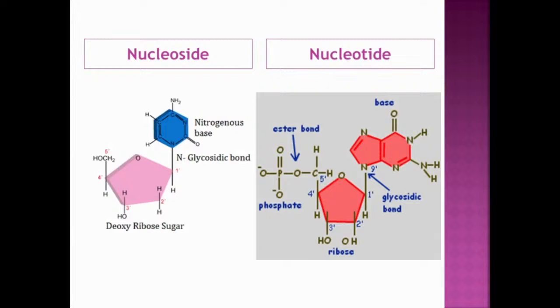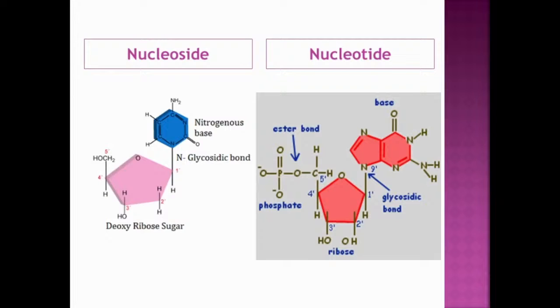Now see this structure. Here this is the pentose sugar, and at the 1' position a nitrogenous base is attached through an N-glycosidic bond, and at the 5' position a phosphate group is attached through an ester bond.